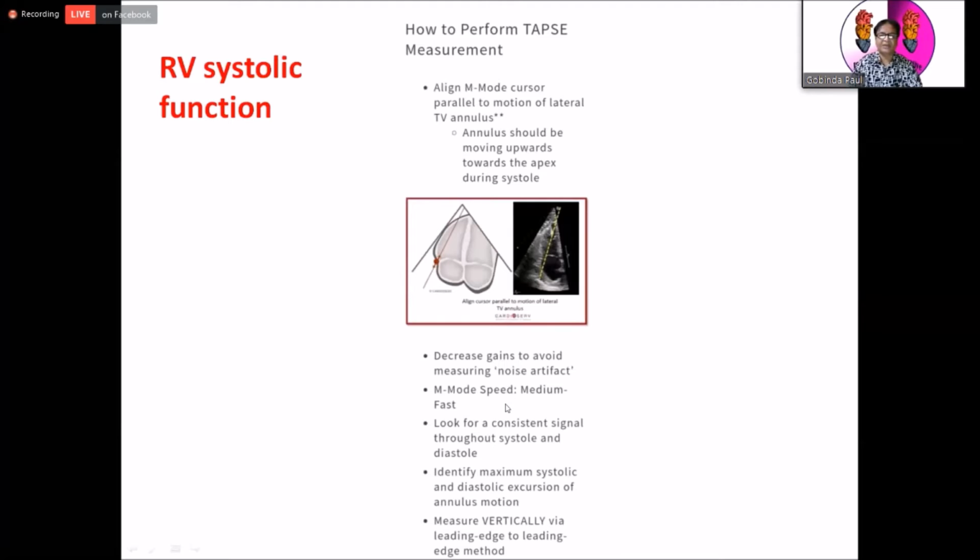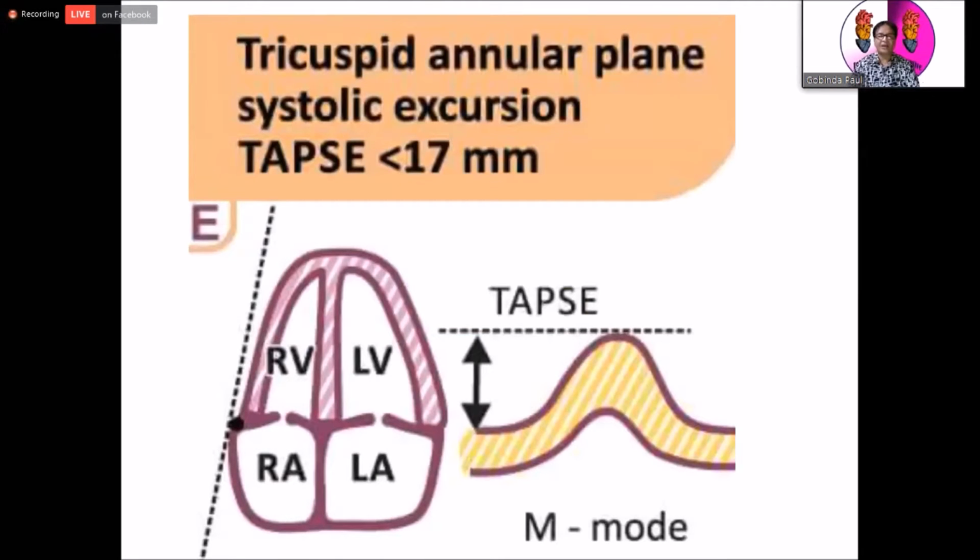M-mode speed should be medium to fast. Look for a consistent signal throughout systole and diastole. Identify the maximum systolic and diastolic excursion of annulus motion and measure vertically via the leading edge to leading edge method. Here is a schematic diagram of TAPSE. Here is the maximum systolic excursion, and this vertical height is actually TAPSE. Usually more than 17 millimeters is normal. Below 17 millimeters, there is global RV systolic dysfunction.